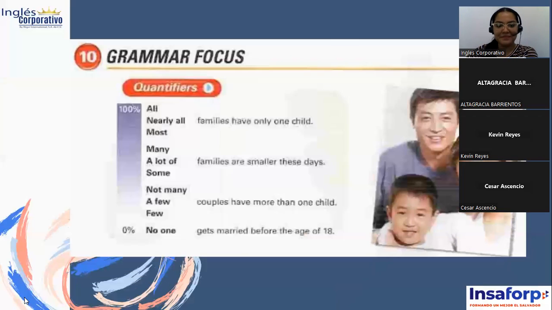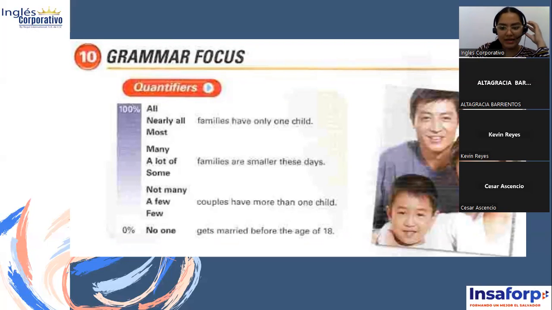Okay, perfect. Muy bien. Los quantifiers. Tenemos acá all, nearly all, most, many, a lot of, some, not many, a few, and no one. Do you have an idea? ¿Tienen alguna idea de lo que significan algunos? Maybe you have heard that. ¿Algunos ya han escuchado algunos?